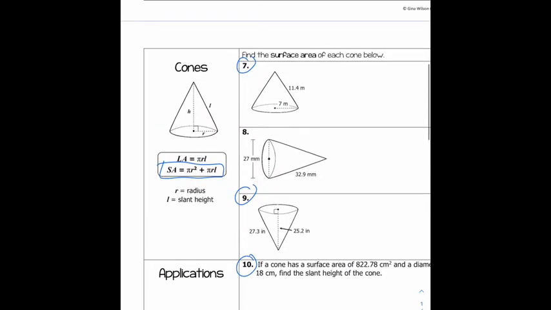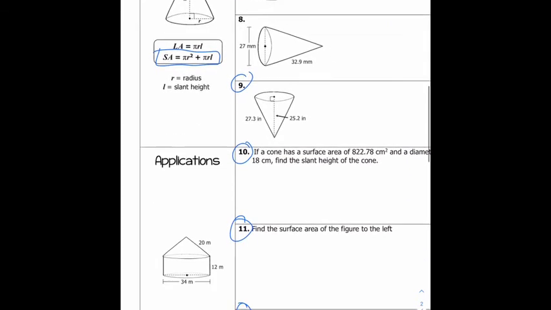So number 7, our surface area is going to be the area of our base. That is pi times 7 squared plus pi r l. So our r is 7 and our slant height is 11.4. Not too bad, we just plug in. But you won't remember it unless you know where it came from. Or maybe you have a good memory, but it's better to understand than to memorize. And there we go.